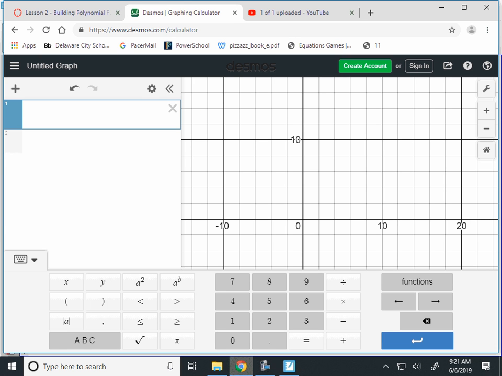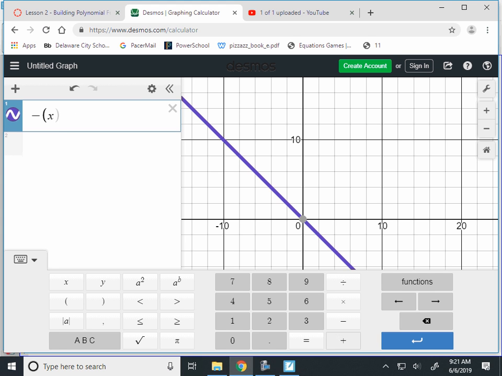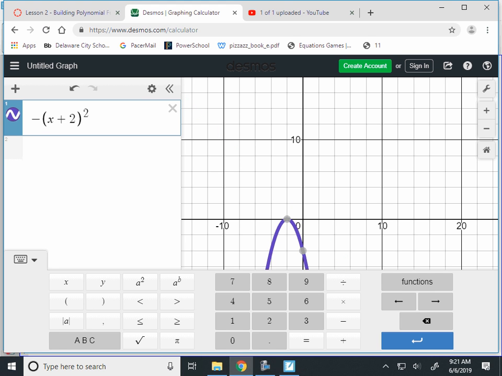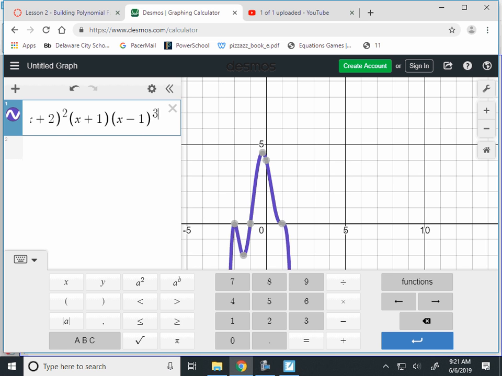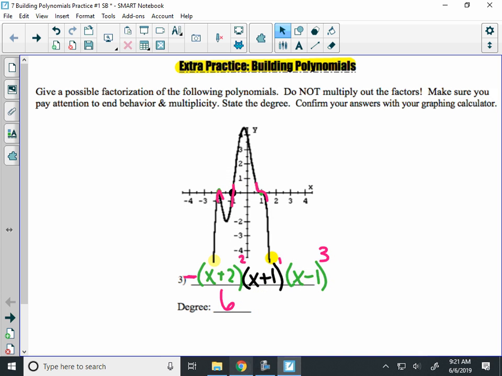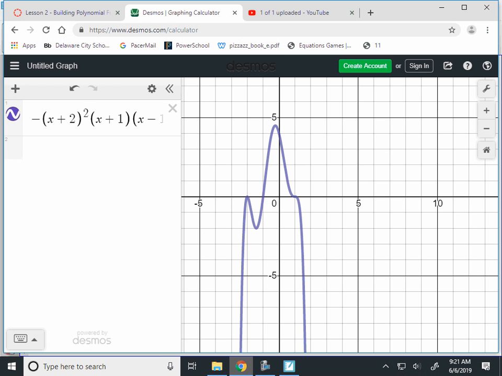You can always check this answer to see if the picture looks the same by graphing in Desmos. All right, graph your factored form: negative, x plus 2 squared times x plus 1 and x minus 1 cubed. That does look a whole lot like the picture that was on my paper. So I know that I wrote my factored form correctly.